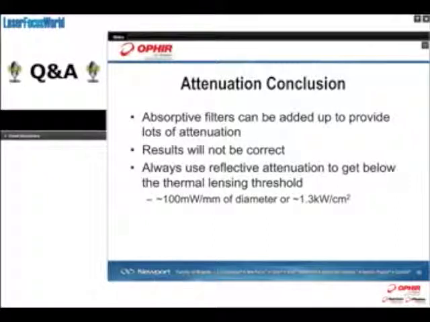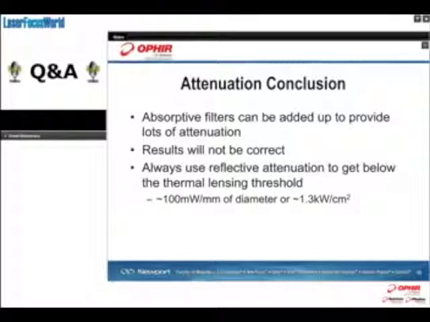Okay, I'm going to inject a couple of my own questions here, just to clear something up. Does Ophir Spiricon sell attenuators, or is that something that the user would have to get elsewhere? No, we have a number of attenuation tools to go along with our measurement devices. Some of those things can also be purchased elsewhere. And certainly our parent company, Newport, has lots and lots of optics that can be used with our equipment as well. But we do have specifically different types of attenuators that we can provide as a system.